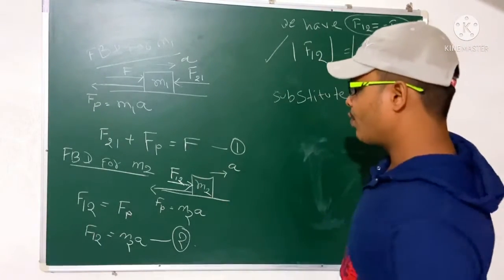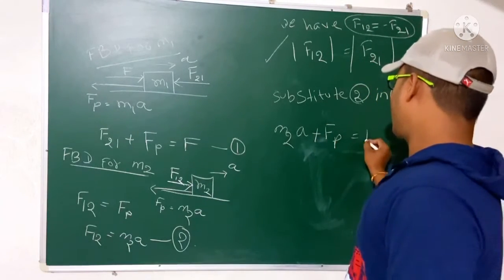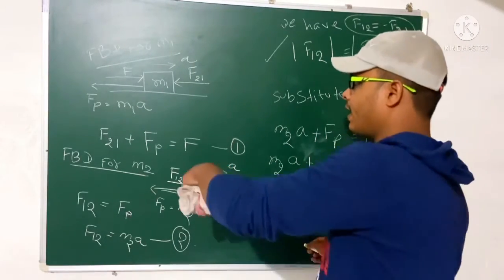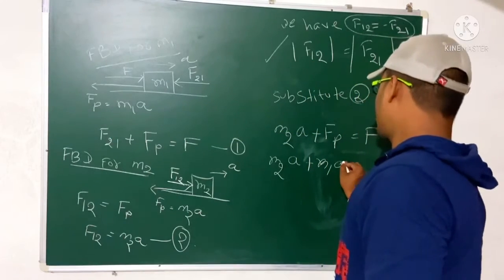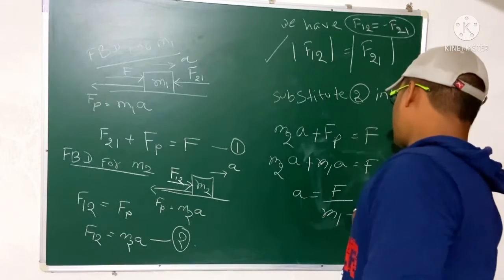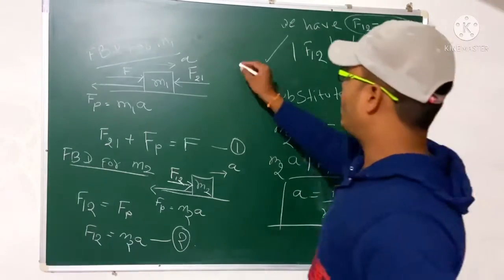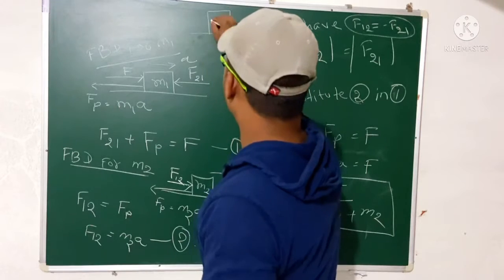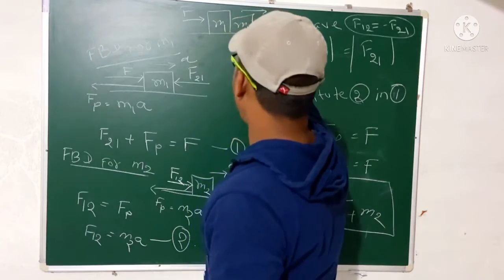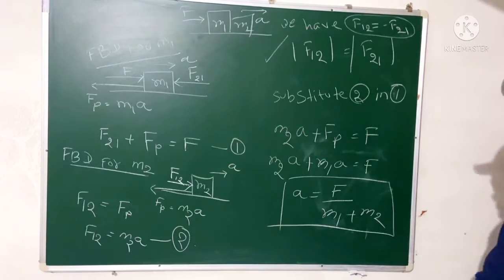So your F12 equals F21. That means M2A plus FP is nothing but F. What is FP? FP is your pseudo force due to the first particle, that is M1A. So M1A equals F. So what is the acceleration? This is nothing but F by M1 plus M2, right? If we give a force to the M1 object, where there are two objects M1 and M2, then it will move with an acceleration equal to F by M1 plus M2.